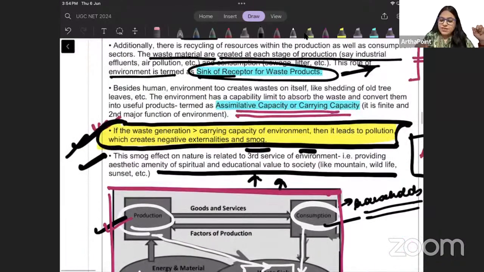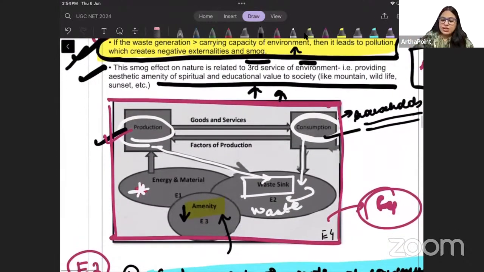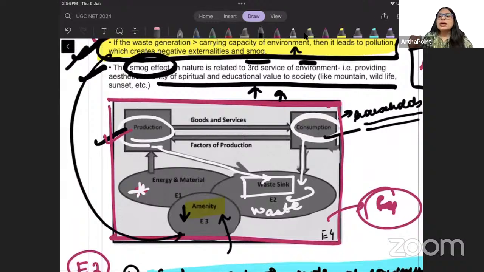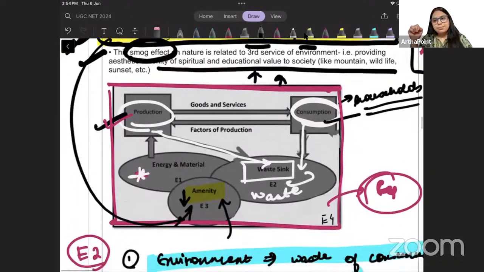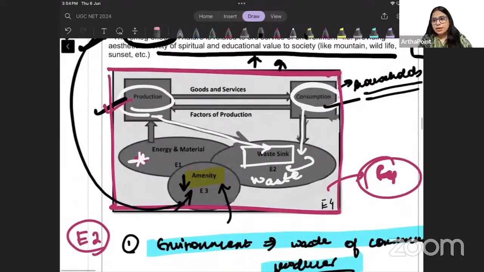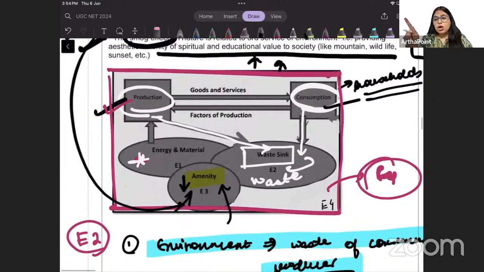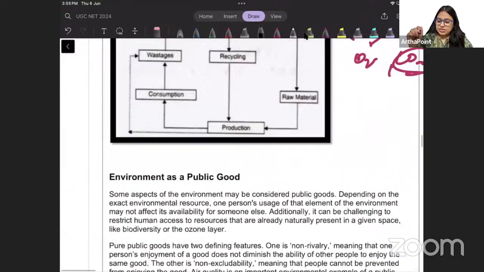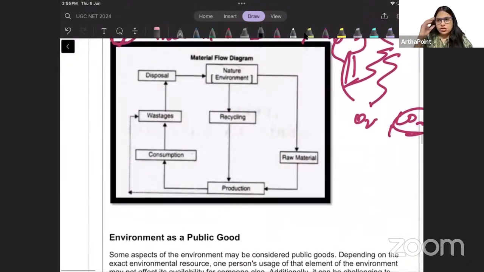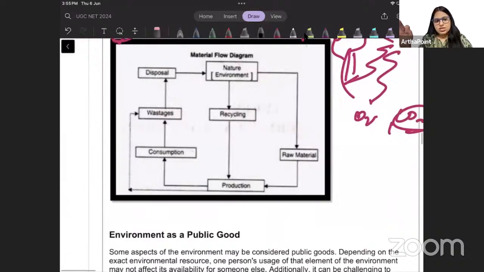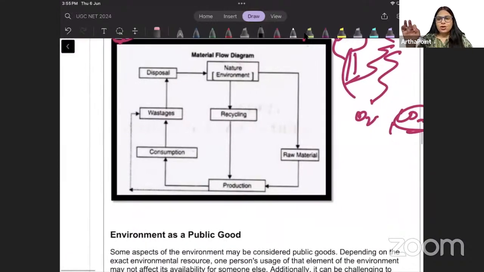Am I making sense? So when the waste generation will be more than the carrying capacity of the environment, अगर waste generation ज्यादा है, carrying capacity environment की comparatively कम है, so when waste generation is more than carrying capacity, it will impact, this is called as smog effect, it will go ahead and it will impact the third feature of the environment, the third function of the environment called as aesthetic function. ठीक है? Okay. So this is the entire model. I hope that this model is absolutely clear to all of you. ठीक है? इसी मॉडल को हम आयरेस Kneese मॉडल बोलते हैं.